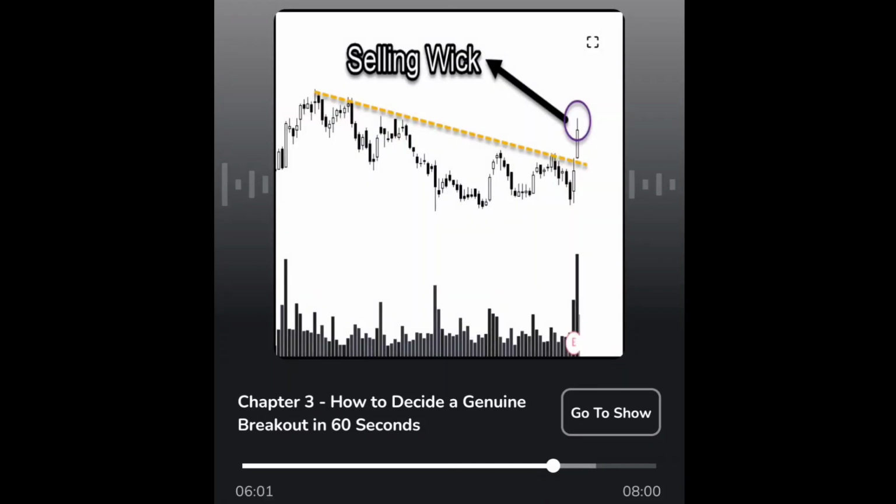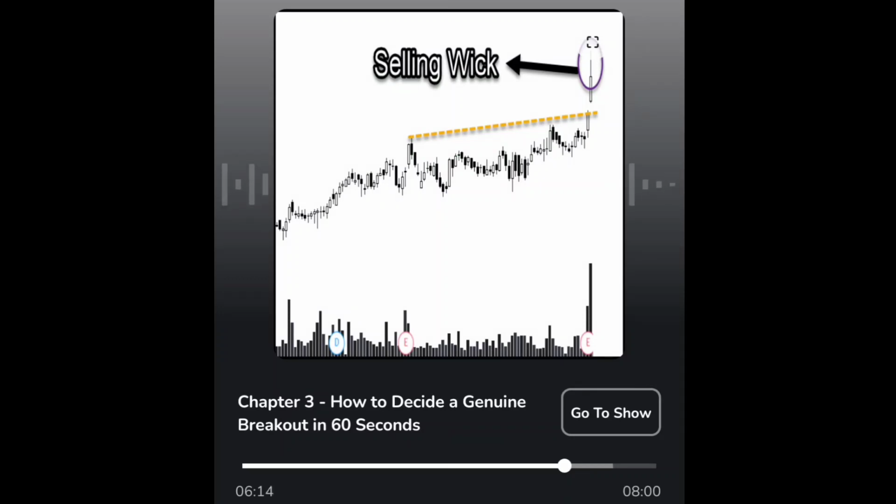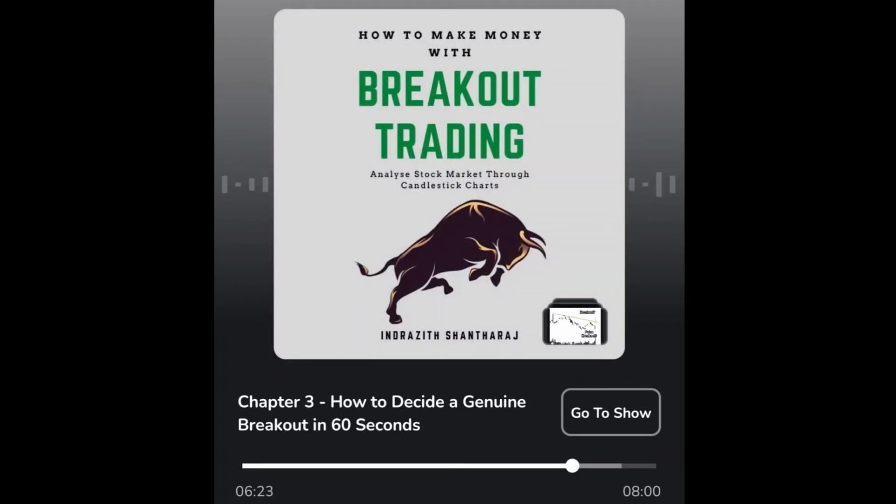Image 3.13 displays a considerable amount of selling wick on the breakout candle. Hence, it is not a pick under our breakout trading. Image 3.14 also displays a considerable amount of selling wick on the breakout candle. Hence, it is not a pick under our breakout trading.